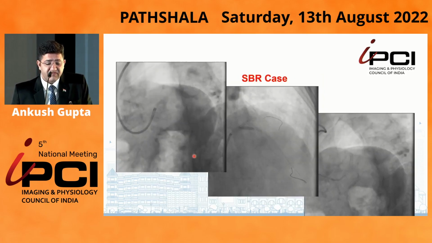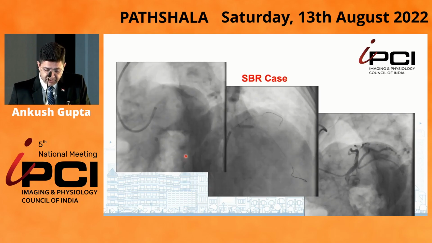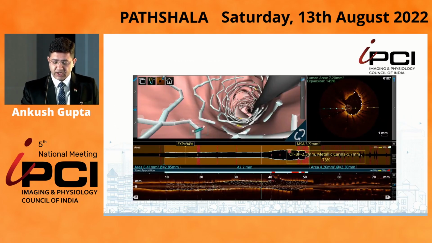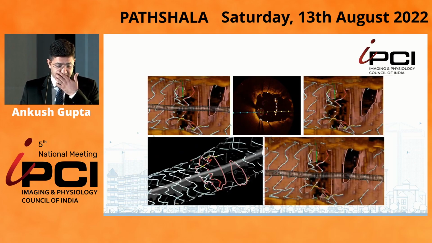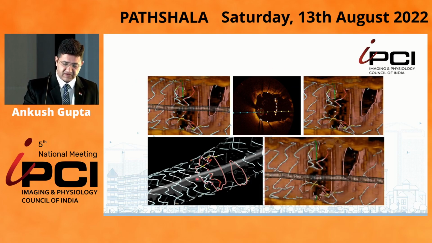This is an example of another case who came back to us with side branch restenosis. In this case also, the CTBP length was 2.3, but we left a neo-metallic carina of 1.7 after final kissing balloon inflation. And again, you can appreciate this in a 3D reconstruction, in the cross-sectional view, and even in the stent-only view.